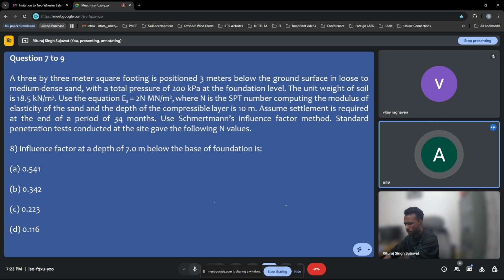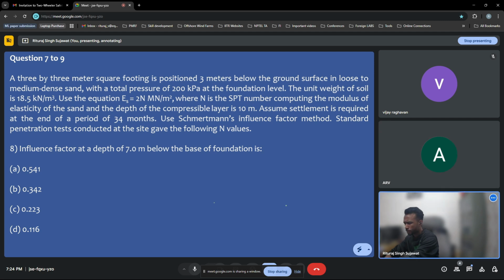I think it is 2B for a square footing. Is it, or usually below the footing we have the influence up to B, right? For square footing, the coordinates are 0.1 I maximum at B by 2 and 0 at 2B. For the square footing, at a depth of 2B below the footing, the I value is 0.